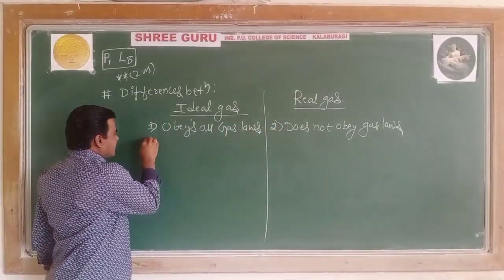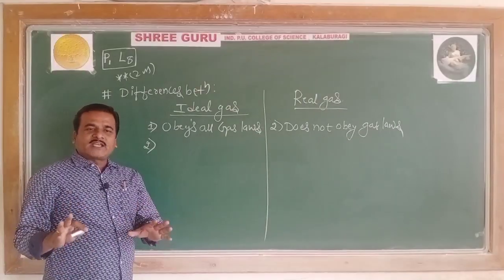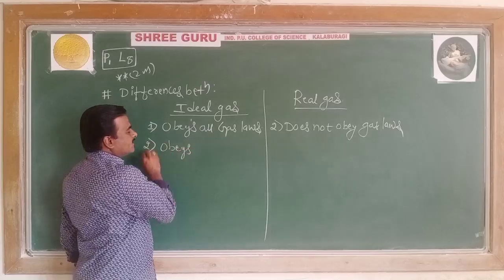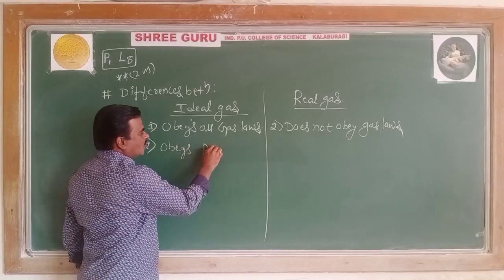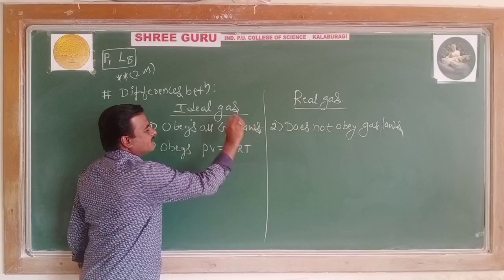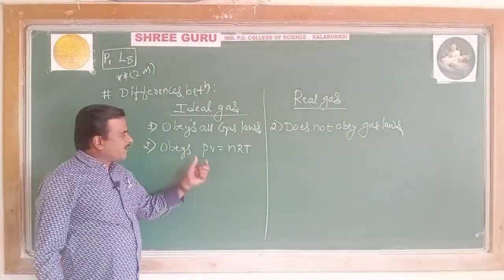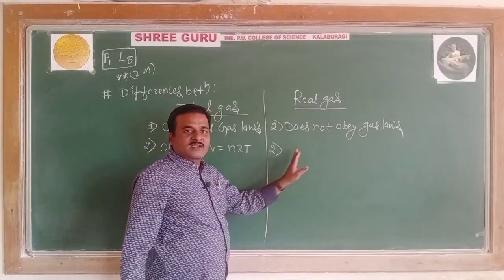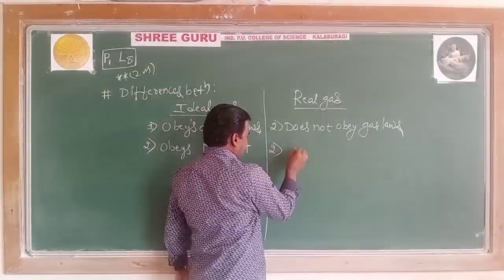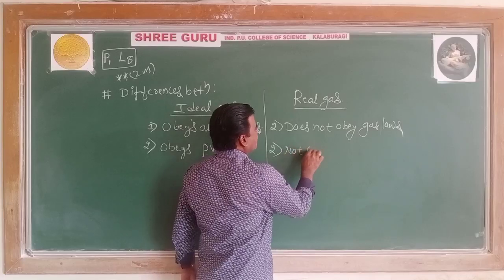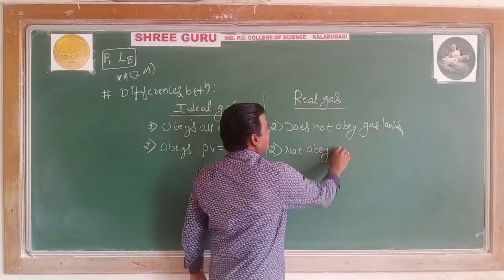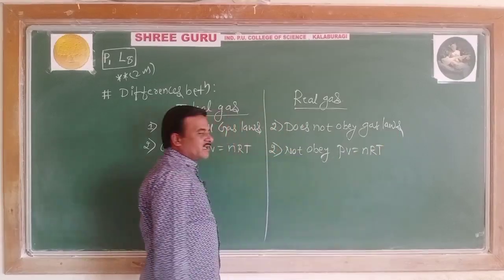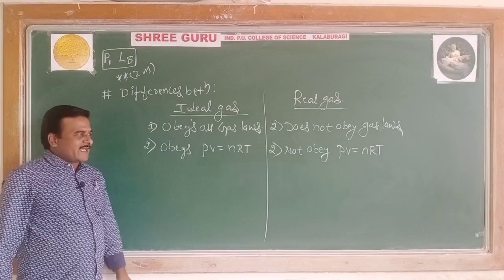Point number 2. Ideal gases obey the equation PV equals nRT. Real gases do not obey the equation PV equals nRT.